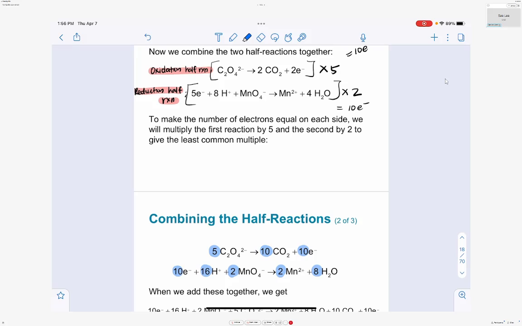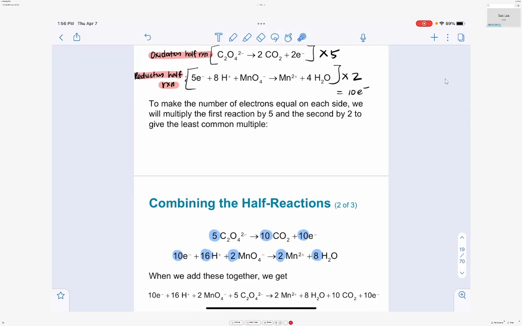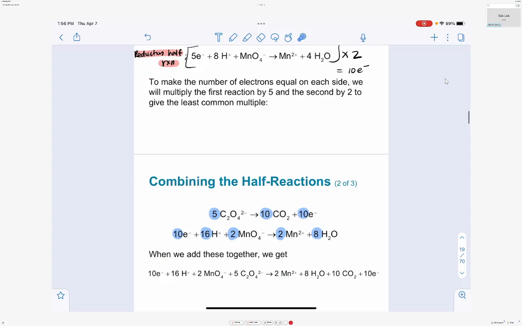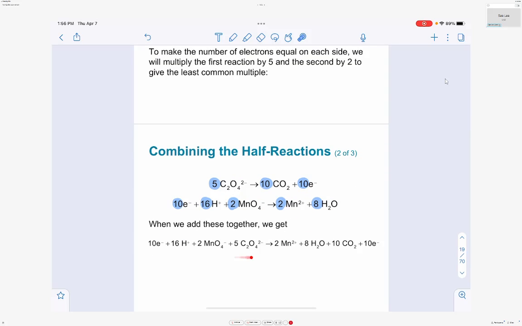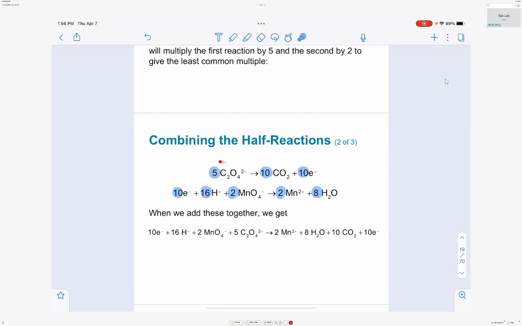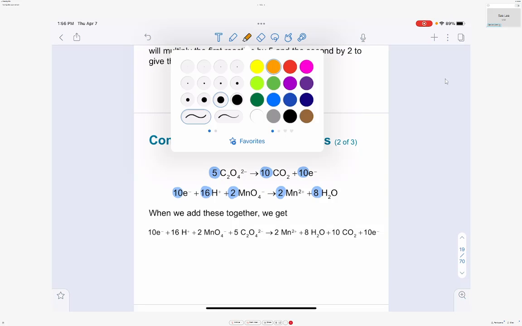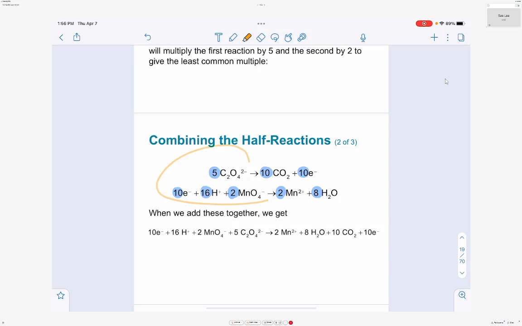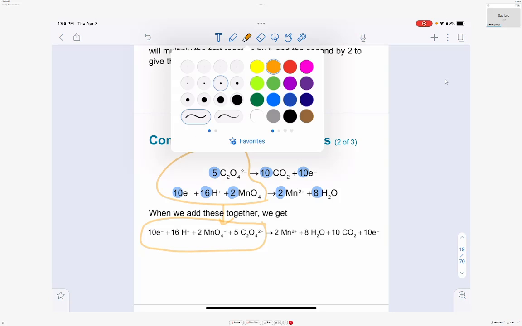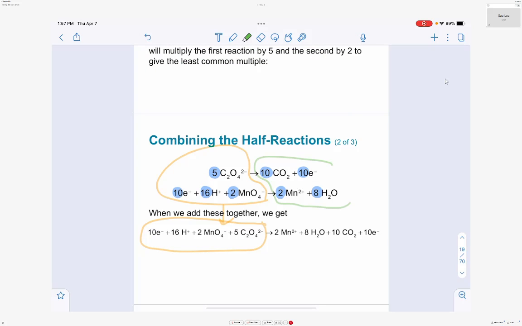Now we see that the number of electrons lost in the oxidation process equals the number gained in the reduction process. Everything looks good. We just have to add the 2 half reactions together. The way to add is you add the reactant sides, and then you add up all the products on the product side. You get something like this.